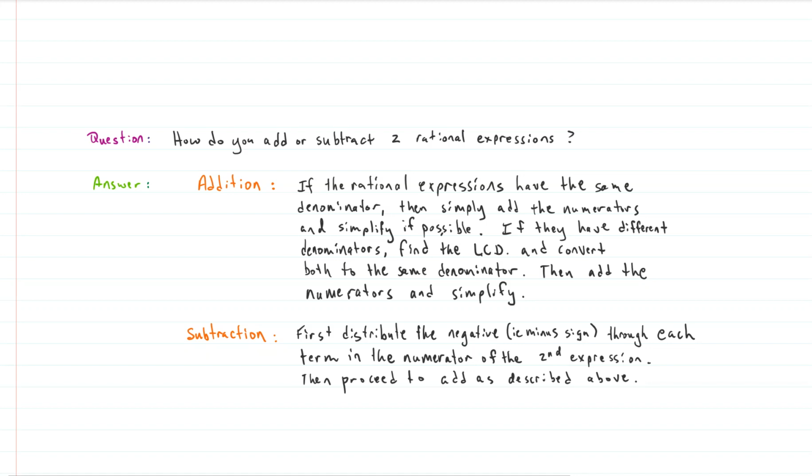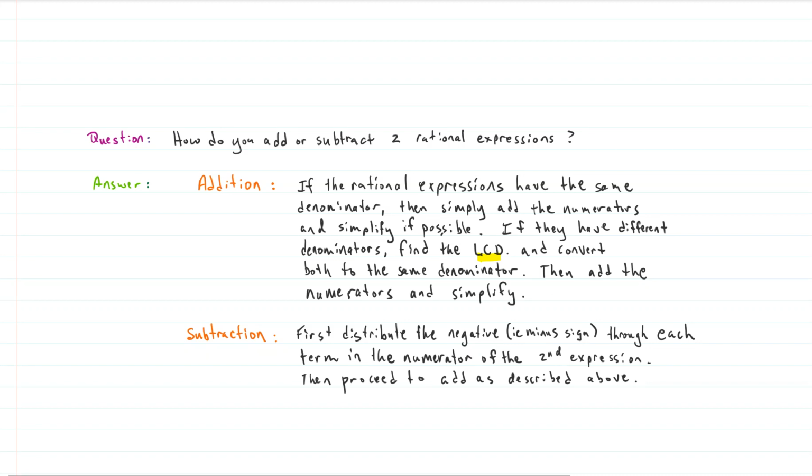So to add two rational expressions, if they have the same denominator, meaning the same polynomial in the bottom, then you simply add the numerators, just like you would a normal fraction. If they have different denominators, then you first have to find the least common denominator and then convert both of the expressions so that they have the same denominator, just like you would when you're adding two fractions that don't have the same denominator. And then you can add the numerators from there.